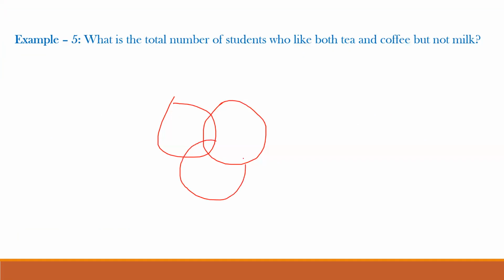You have 5. Who liked both tea and coffee but not milk. You have 9, yes, and you have 5 here. It is very evident you can't add this because this 9 is also the set of people who like milk. So you can't add that 9.